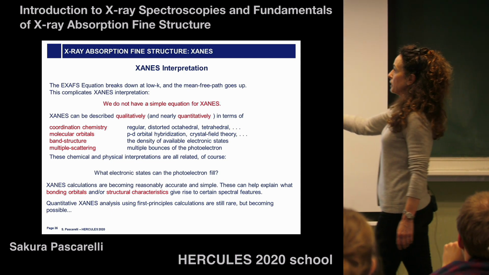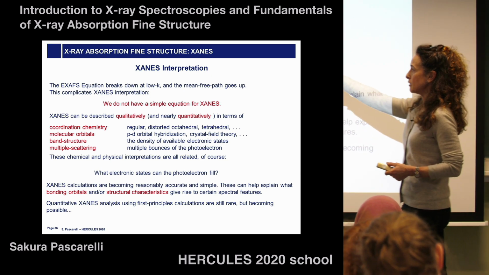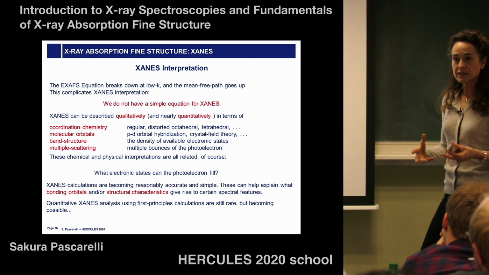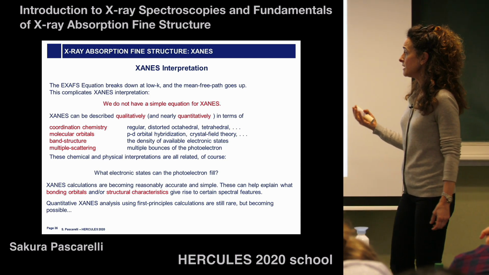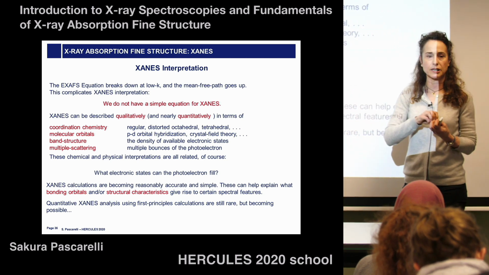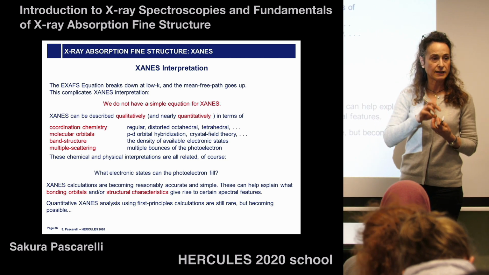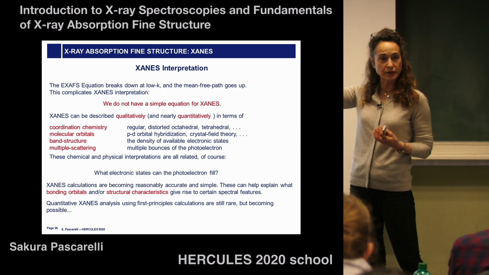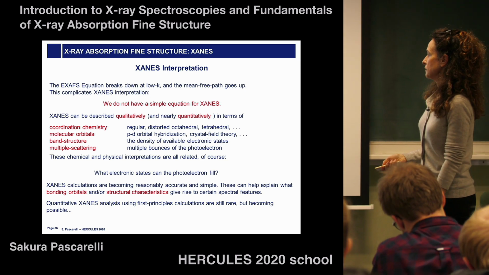We don't have a simple equation for XANES like we do for the EXAFS, but you can interpret it in terms of band structure, symmetry of the site, and so on and so forth. At the end, the question that you ask yourself is, what are the electronic states that the photoelectron can fill? Where can it go? Okay? Yeah, exactly. For example, is there a hole in the 3d states, or is there a hole in the 4p? That's what's going to determine the shape of your XANES.